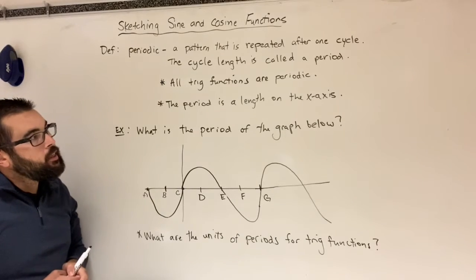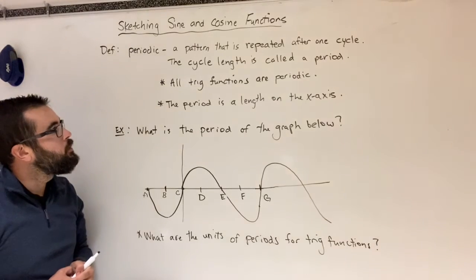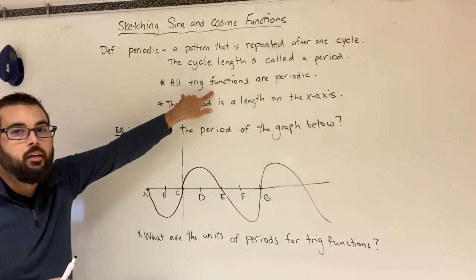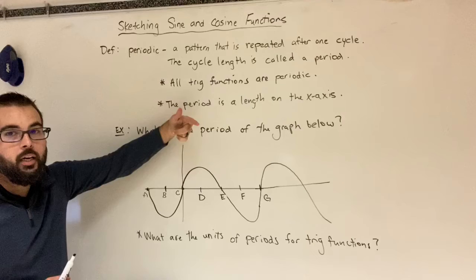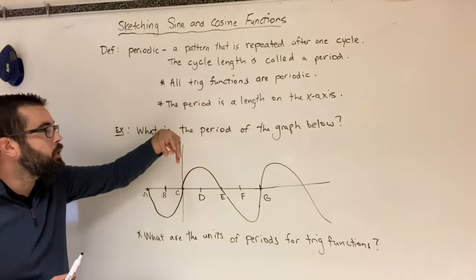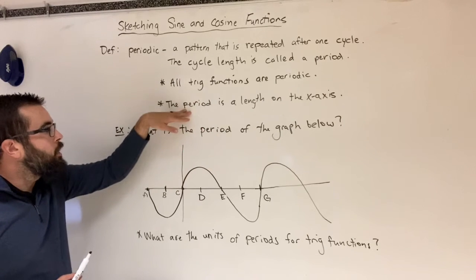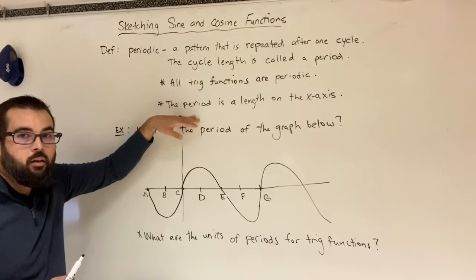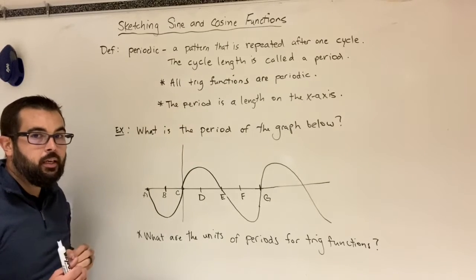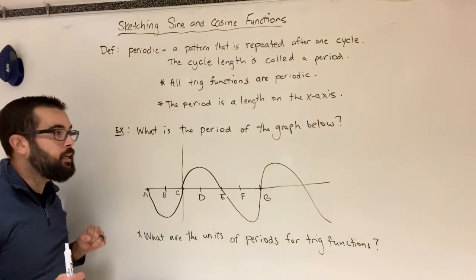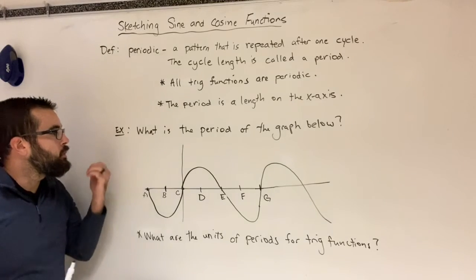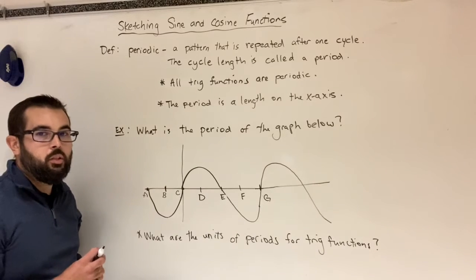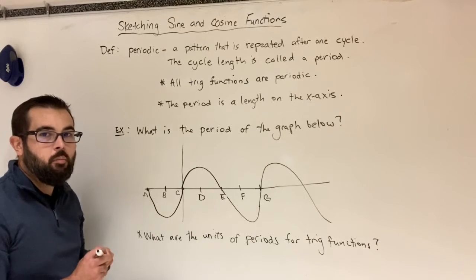The cycle length is called a period. As a little side note, all trig functions are periodic. So the ones we're going to cover, sine, cosine, tangent, all periodic. And the period is a length on the x-axis. So when you're talking about period length, it's a length on the x-axis. For example, what is the period of the graph below? Is there only one way to name the period, or is it multiple ways?